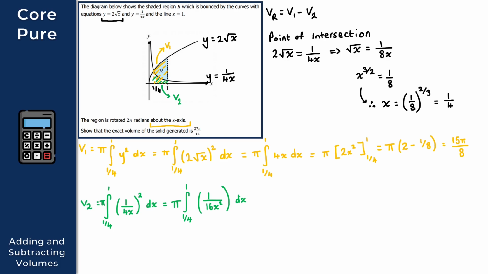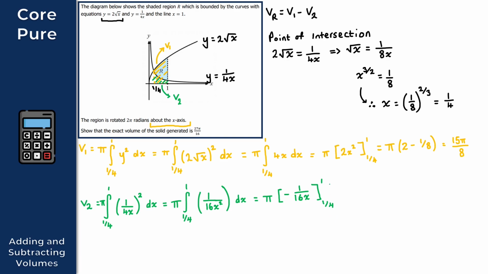Okay. So evaluating this integral here, again, just basic A-level maths integration. So what I get here is pi times, if we integrate this with respect to x, minus 1 over 16x here. Okay. Don't forget the limits as well. 1 over 4 to 1 here.